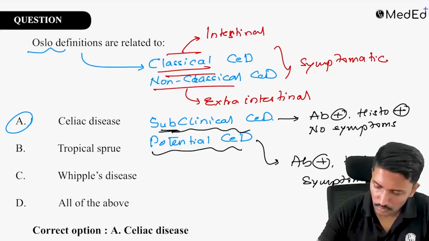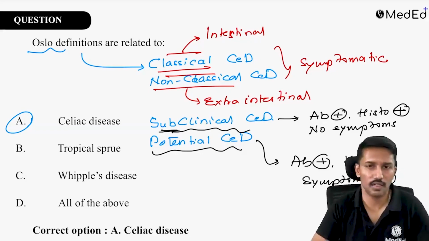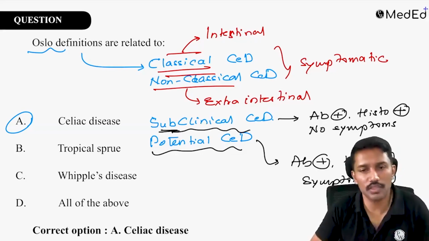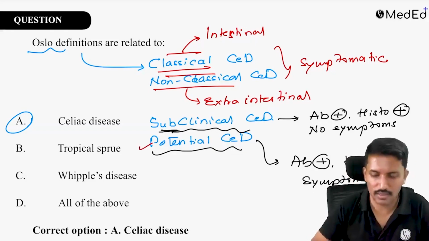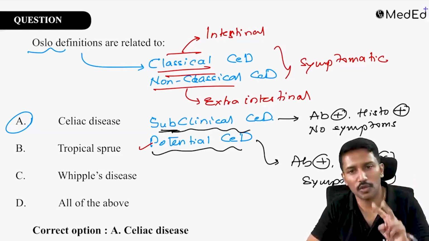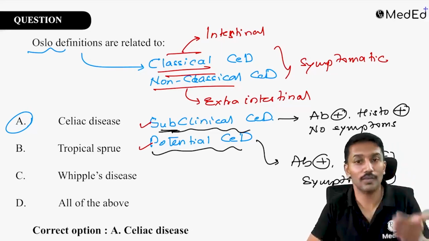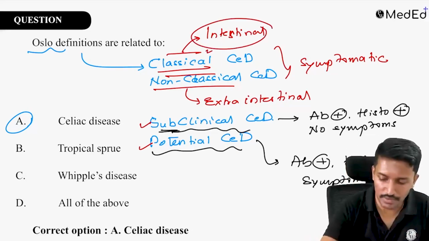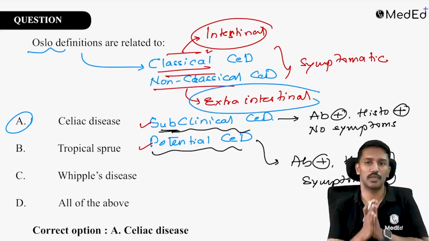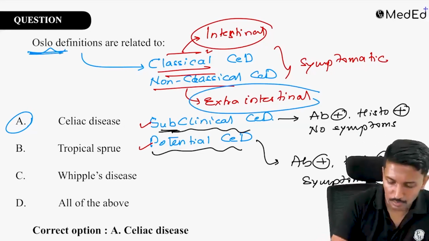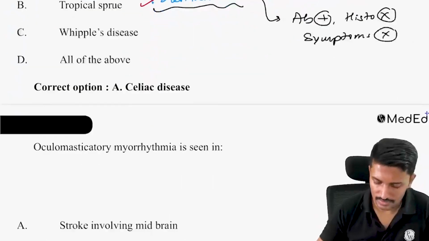So if you found someone who only has the antibodies that you see in celiac, that is anti-TTG antibodies, anti-endomysial antibodies, if those antibodies are there, histopathology is normal, no symptom, that is potential celiac disease. Antibodies and histopathological changes both are there, but no symptoms, that is subclinical celiac disease. Once they start developing symptoms, it will be either classical if intestinal symptoms are predominant, or non-classical if extra-intestinal symptoms are predominant. And this approach is what we call Oslo definitions. So Oslo definitions are for celiac disease. Okay, next.